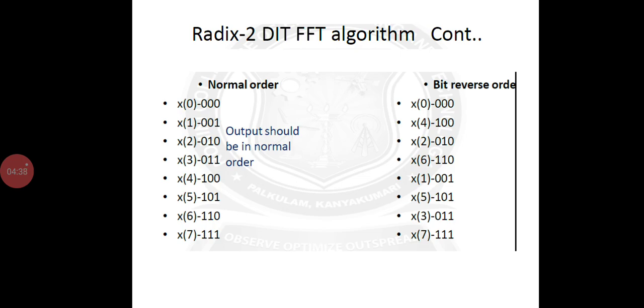That is nothing but, for example, while we are taking 1, the binary representation of 1 is 0 0 1. In bit reversal order, we just write the LSB first, that is 1, then the next bit 0, and then the MSB 0. Therefore, the bit reversal order of 1 is 4. Similarly, we want to perform this up to 7.